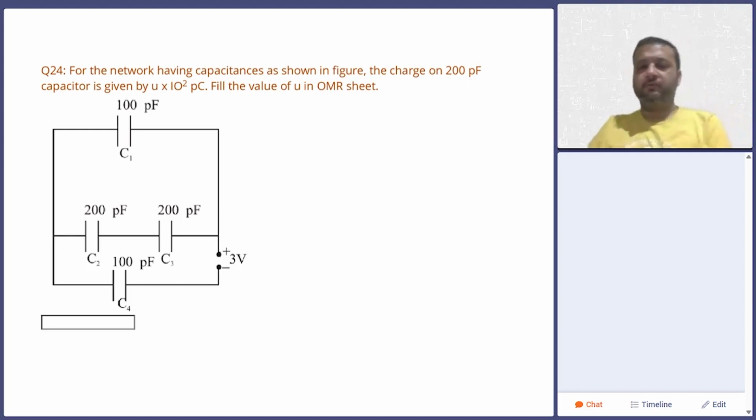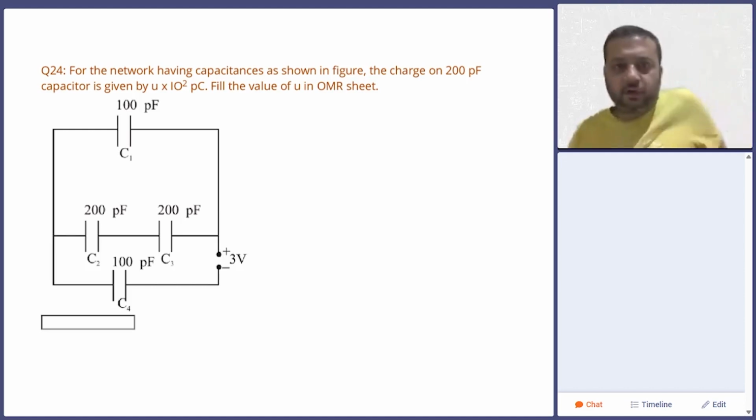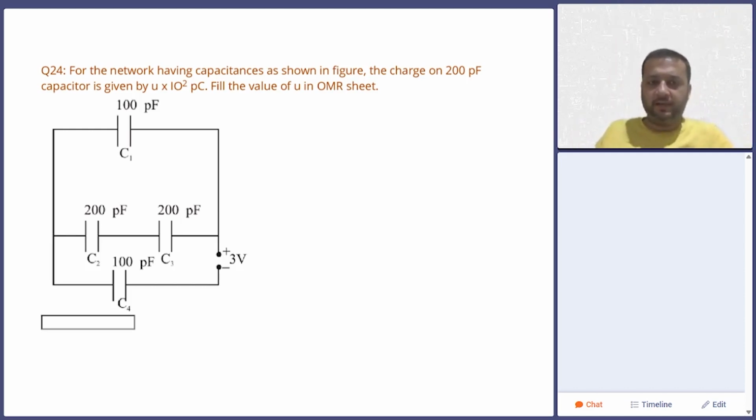Again, here we have a network of capacitors shown. The charge on the 200 picofarad capacitor is given by U into 10 to the power 2. I think the 10 is written in a slightly weird manner. So 10 square picofarad, we have to find the value of U. So on this 200, we have to find the charge. Now, a very easy question again.